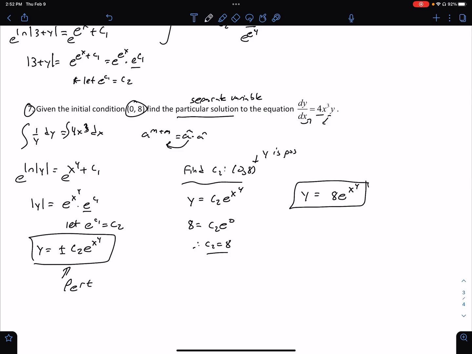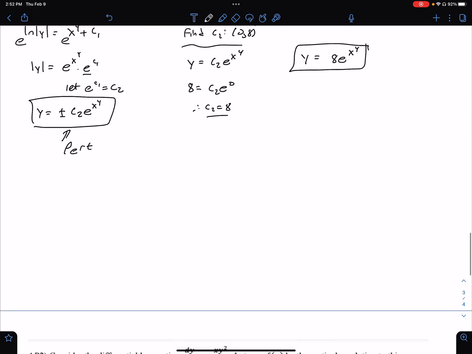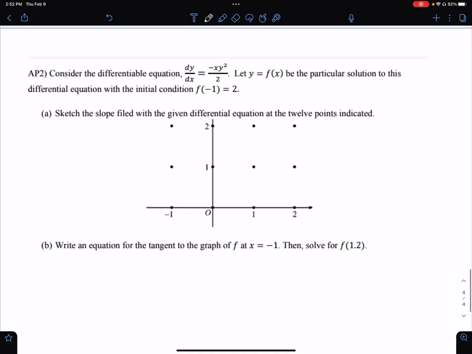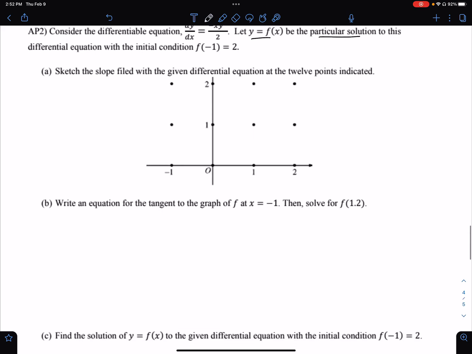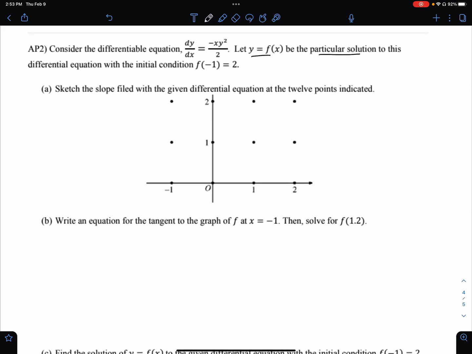All right, let's go take a look at an AP type of question here. So here's an AP question. We want to consider the differentiable function, let y equal f of x be a particular solution to this, and they want me to graph a slope field. I know you guys can do that real quick, so I'll let you do it. Slope fields are pretty easy, but I want to get down here to where it says write the equation of the tangent to the graph. This is our tangent line problem. So we want to write the tangent when x equals -1.